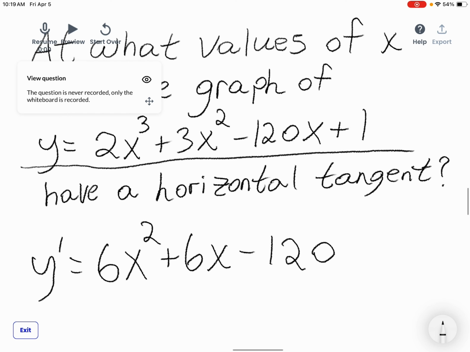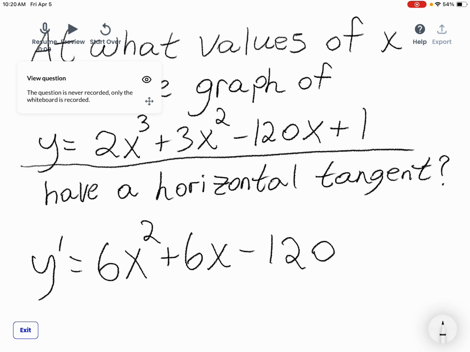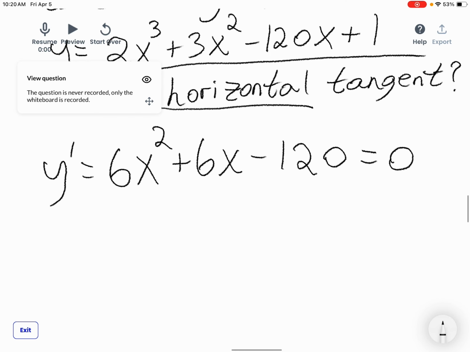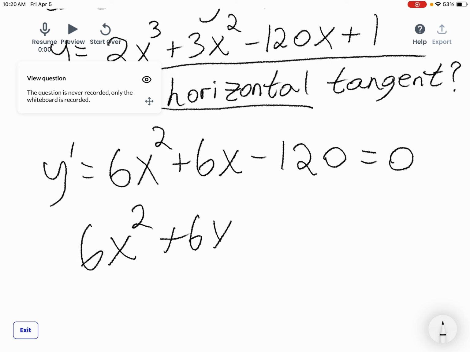And if we want to find where the slope of the tangent line is 0, meaning the tangent line is horizontal, we just take the derivative and set it equal to 0, and then find the values of x that make the derivative 0. This is going to be pretty simple. We could move over the 120, and we get 6x squared plus 6x is equal to positive 120.